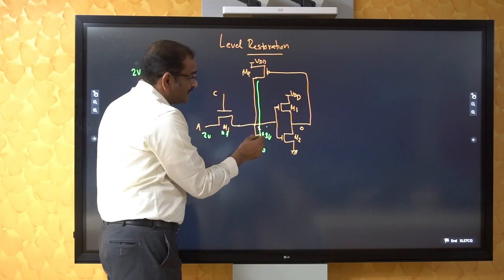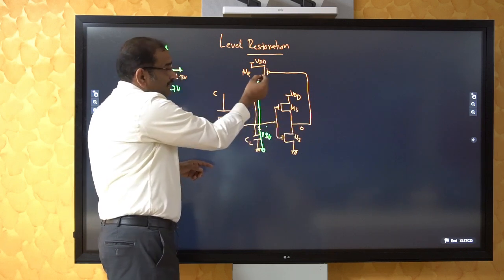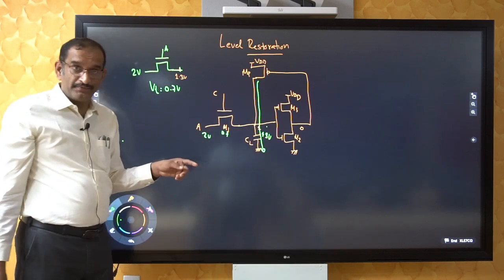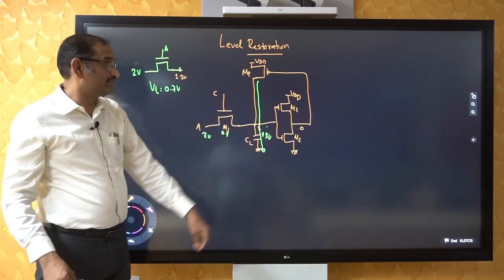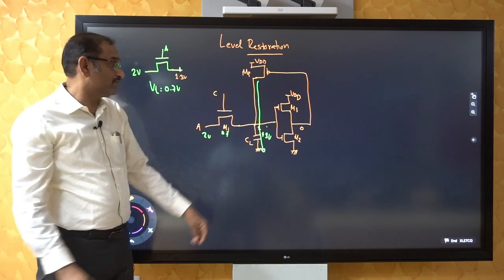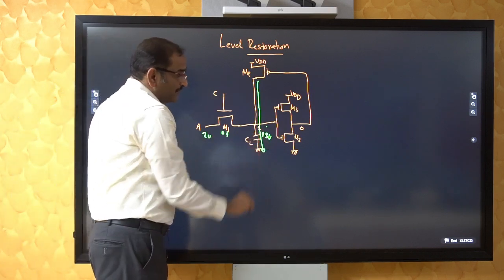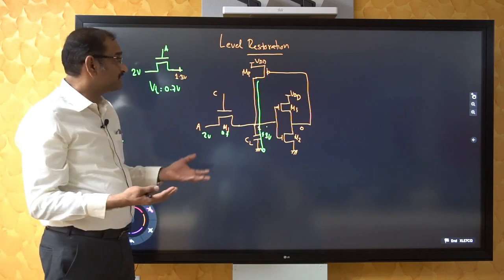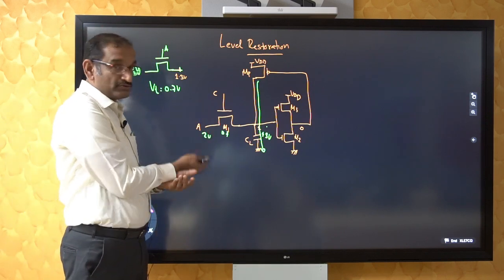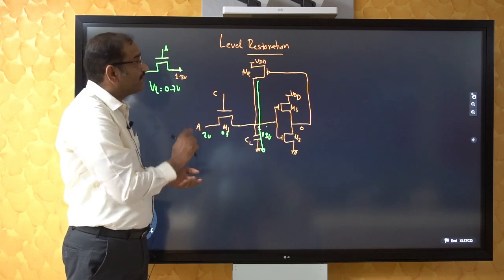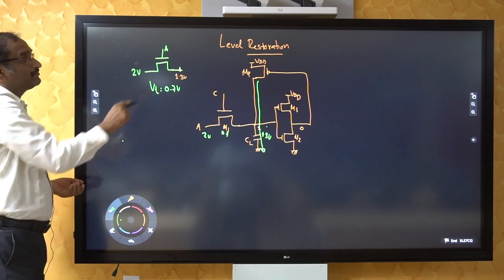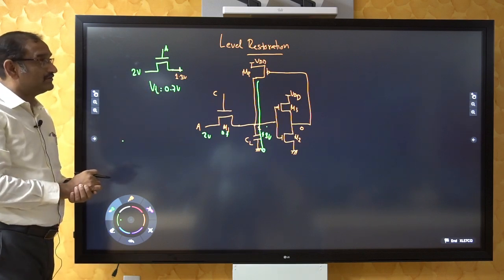So then what does it do? This is 0, so this transistor turns on, and this capacitor charges towards VDD, which is 2 volt. So this decline of 0.7 volt will be replenished by this circuit. So the level is restored. So this is one way of overcoming the problem posed by pass transistor logic.